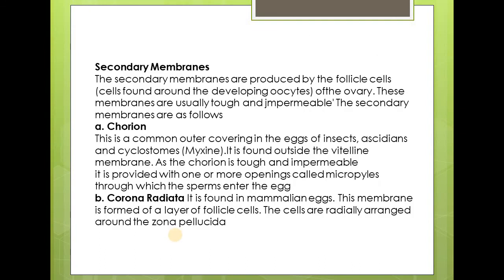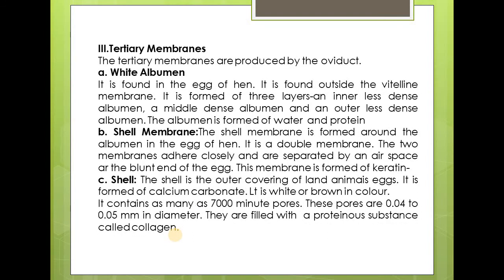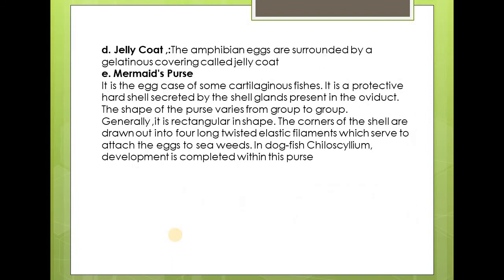So what I have defined as the primary egg membrane and the secondary egg membrane, where chorion and corona radiata are included under secondary egg membrane, and the tertiary egg membrane, that is white albumin, shell membranes and the shells. So they come under tertiary egg membranes. The jelly coat also comes under the tertiary egg membranes, and marbled pearls also come under the tertiary egg membranes, which is found in cartilaginous fishes.